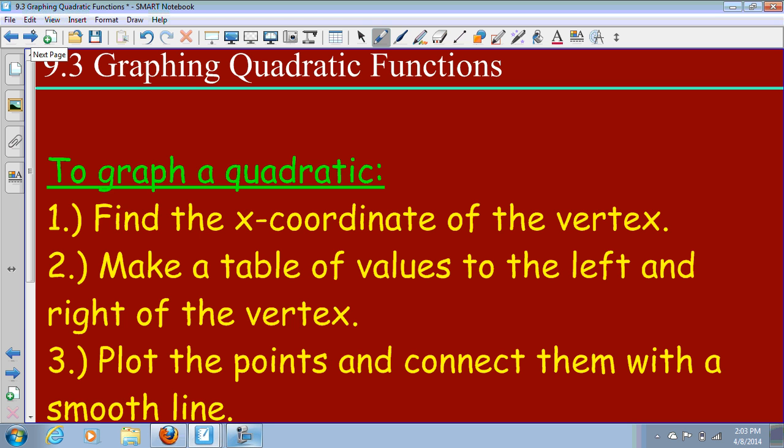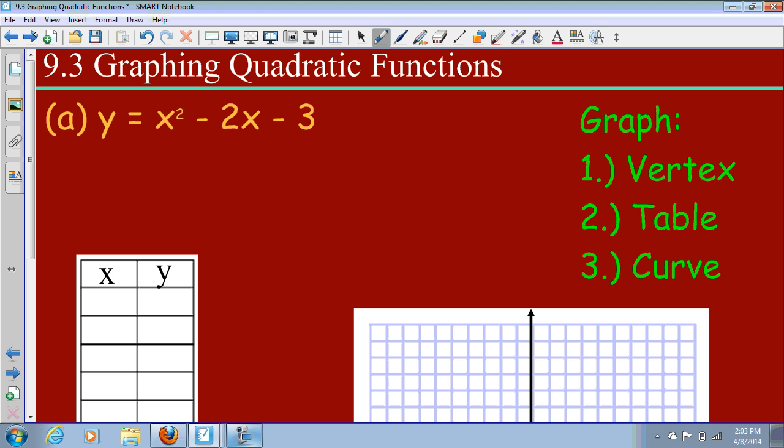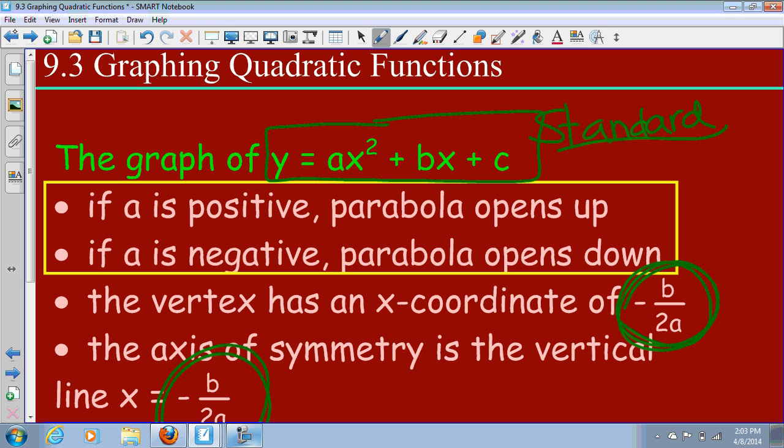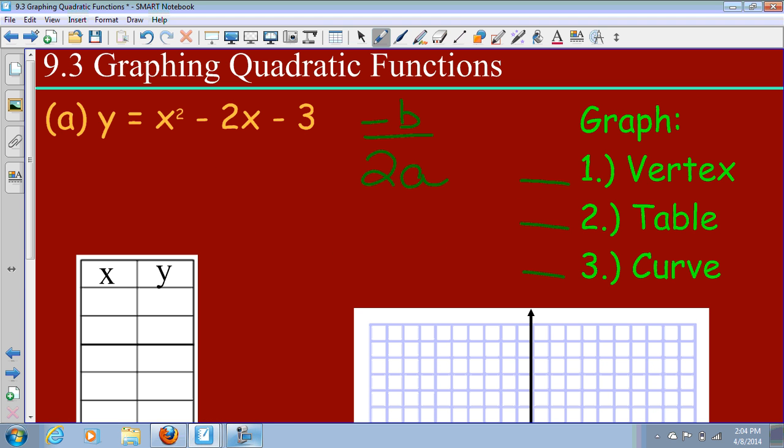All right, so to graph a quadratic function, here we go. We're going to find the x-coordinate for the vertex. We're going to make a table of values, and we're going to plot the points and connect them with a smooth line. Here's our checklist right here: 1, 2, 3. Vertex. Remember, it was the opposite of b over 2a. Let's go back and double check. The opposite of b over 2a. It has the opposite out in the front. It doesn't really matter. Either way, you're going to end up with the opposite value.